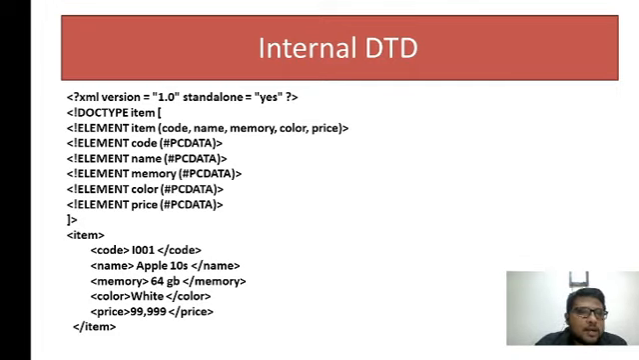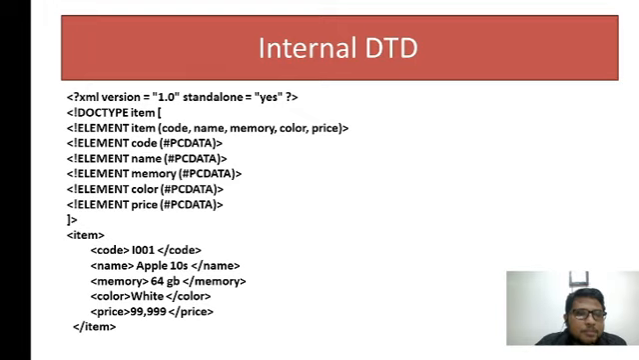So the first one is element item. Item consists of five child elements. Item is the root element; code, name, memory, color and price are my child elements. Element code, PCDATA. Like this we describe everything. So this part, from that DOCTYPE till the element price, PCDATA, the close of that square bracket and the tag closed, that whole thing is known as the DTD.